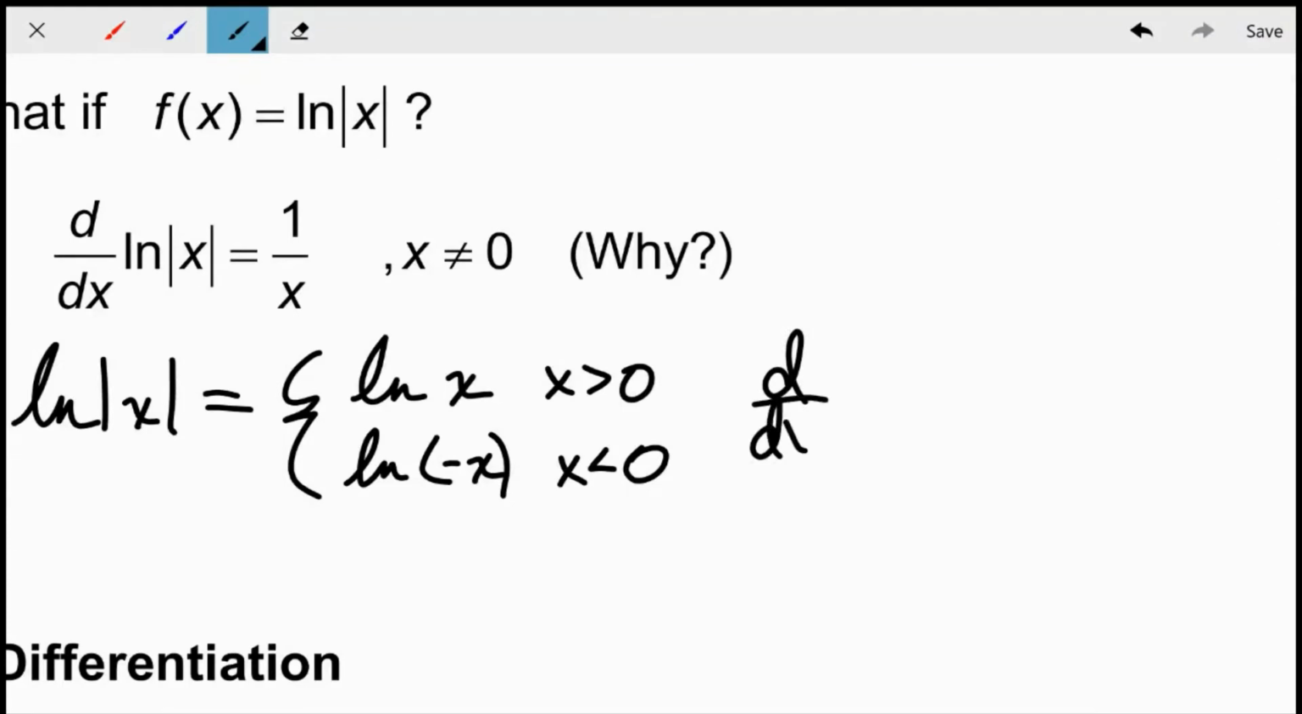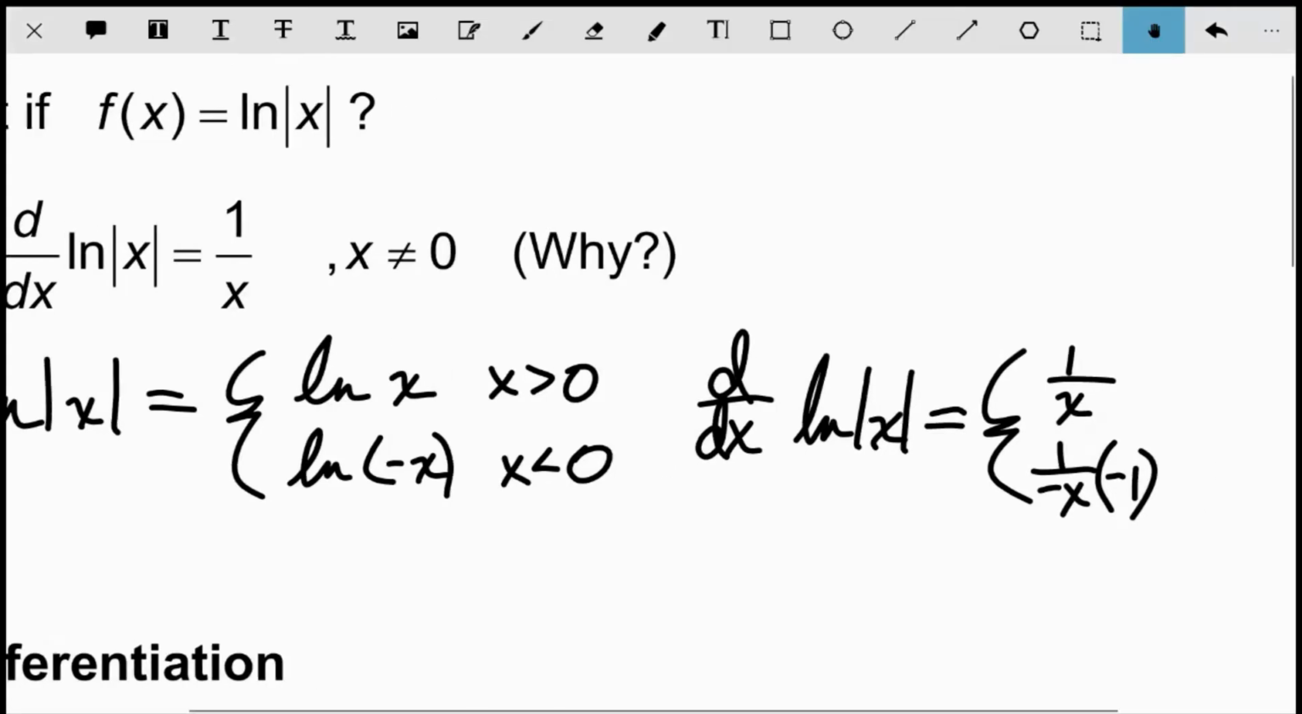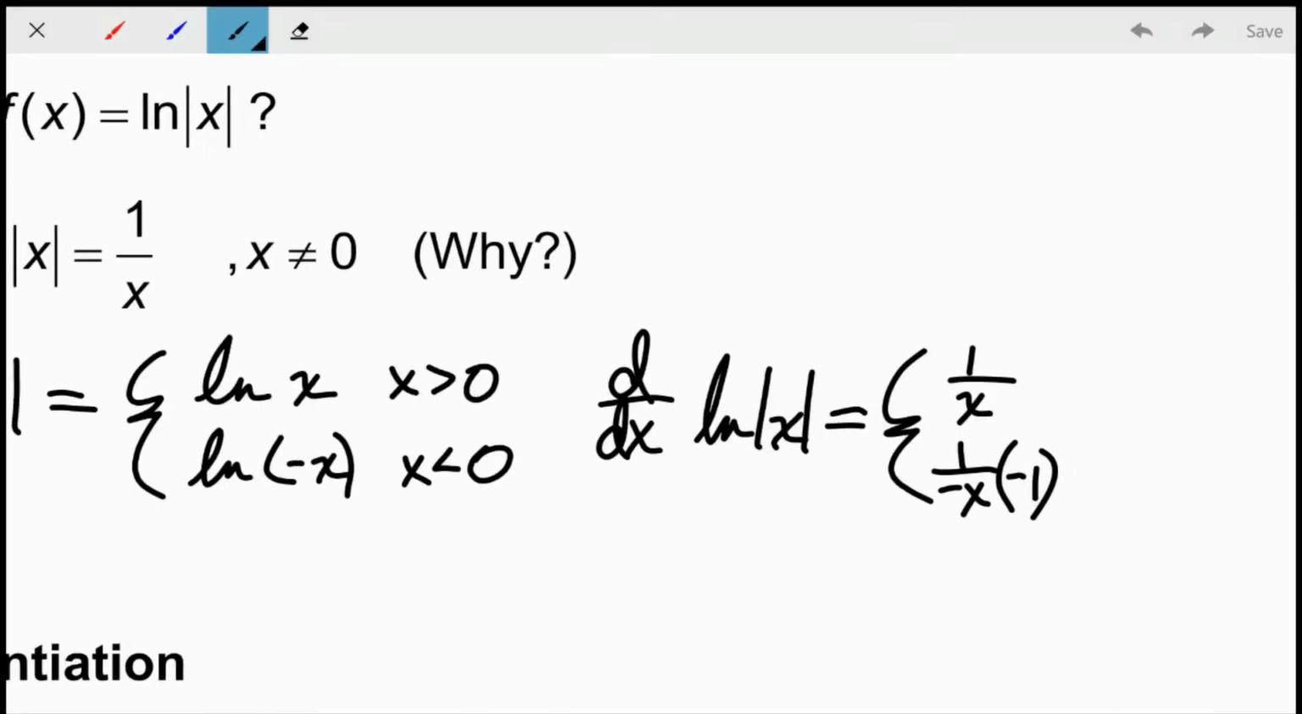So I'm going to take the derivative of natural log of absolute value of x. And for my two pieces of this, notice that when I do natural log of x, I'm just going to get 1 over x for the derivative. For the second piece, I'm going to get 1 over negative x. Now, when I do my chain rule, that's times negative 1. And the top rule was for when x is greater than 0. And then this is for the situation when x is less than 0.